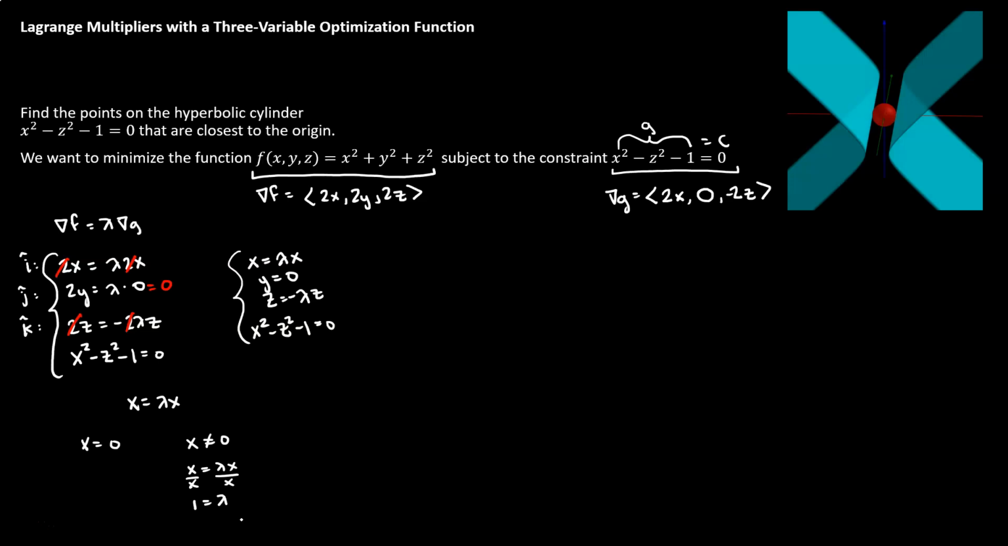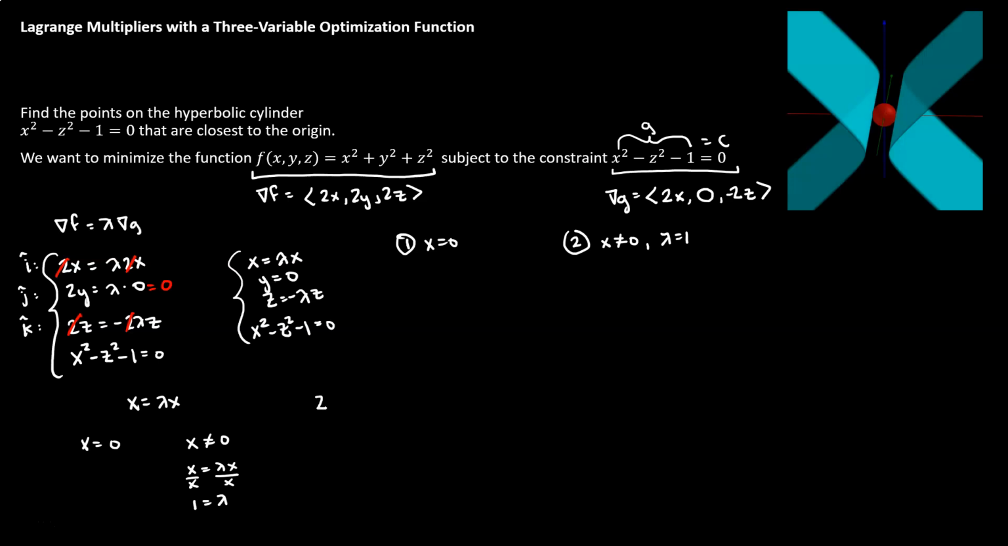We find lambda has to be equal to 1. So we have possibility number 1, x equals 0. Possibility number 2, x does not equal 0, but instead lambda equals 1. The y equals 0 equation doesn't give us any new information. We know y has to be equal to 0.